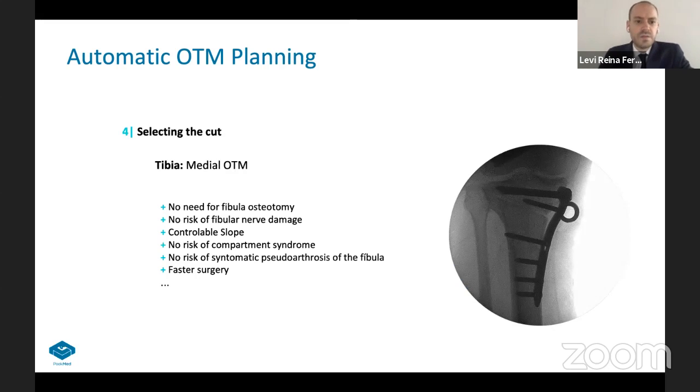So in selecting the cut, we aim to correct the tibia on the medial side. Either if it's a valgus or a varus, we do it medially, because you don't need to do a fibular osteotomy, no risk of fibular nerve damage, you have a controllable slope. It's a safer procedure, and it's also faster.